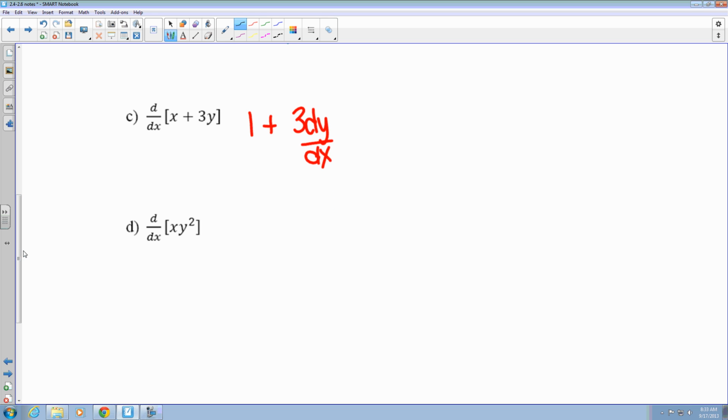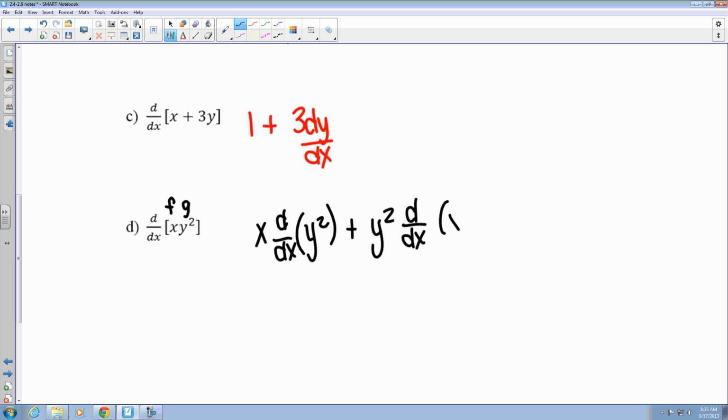Part D is a product rule, because we have two functions. Even though the variables don't match, we still have to do the product rule because there are two different functions. So x times y squared. The product rule is fg prime plus gf prime, so we leave f alone, take the derivative of y squared plus g times the derivative of x.